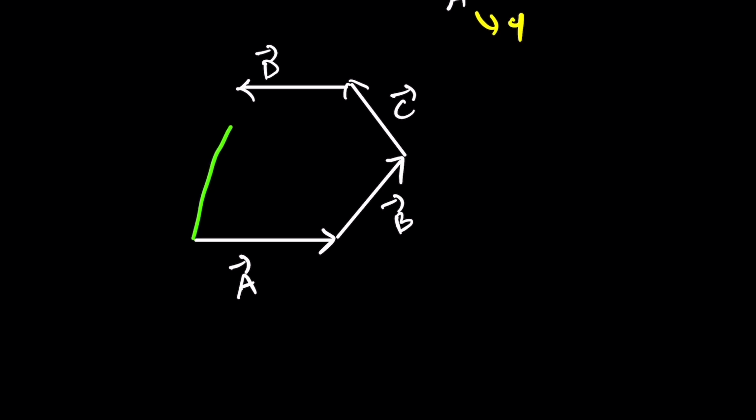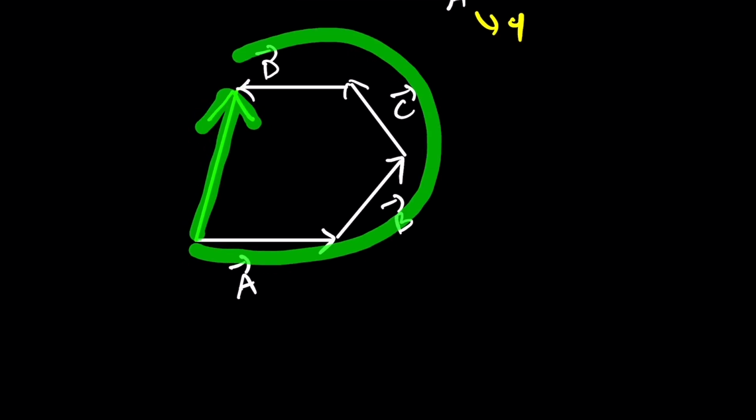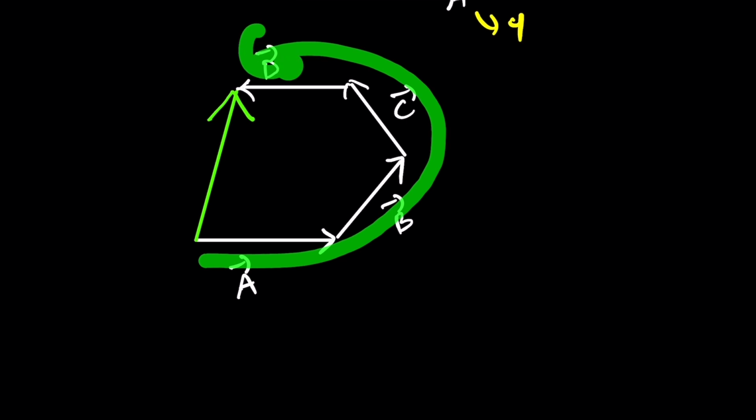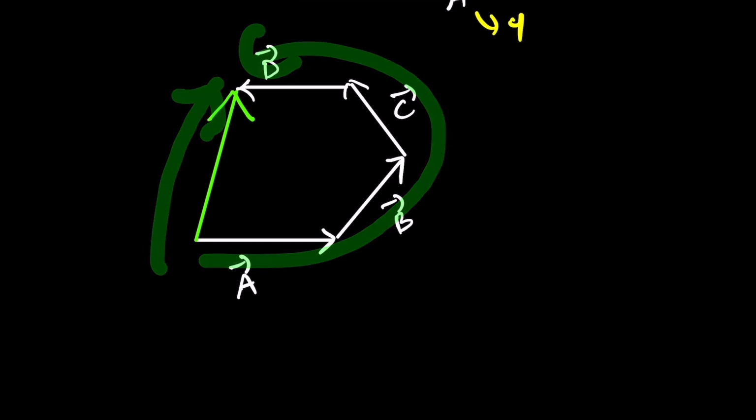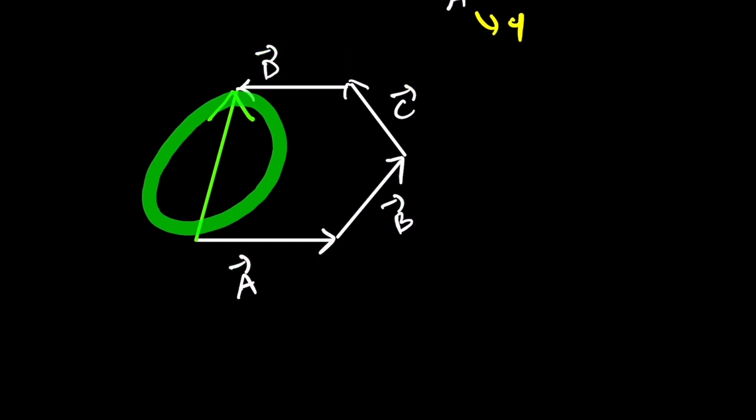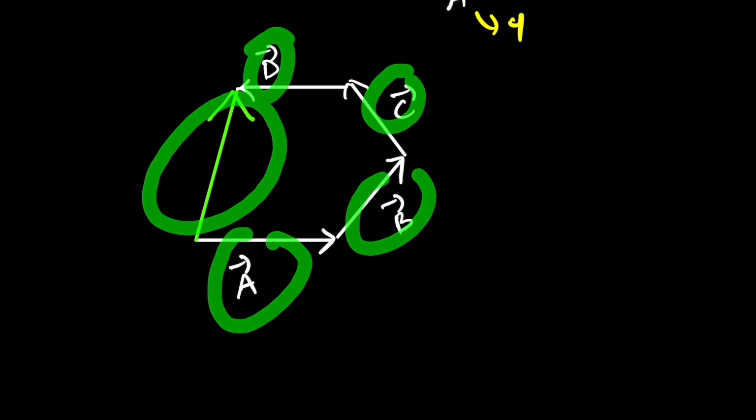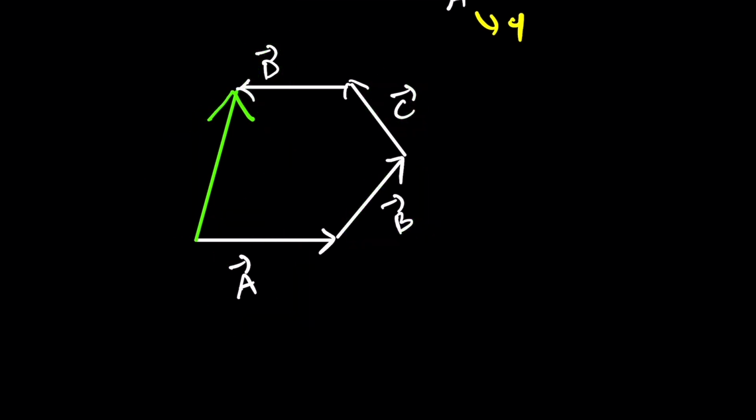Okay. So my opposite order. Now I need green. This is in opposite order to all of this. This green vector represents the answer, A vector plus B vector plus C vector plus D vector. This represents the resultant.